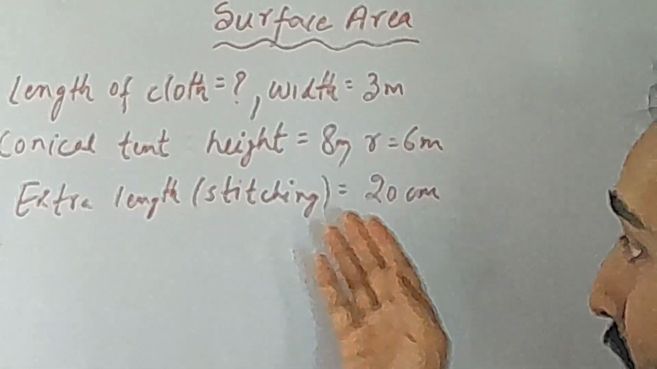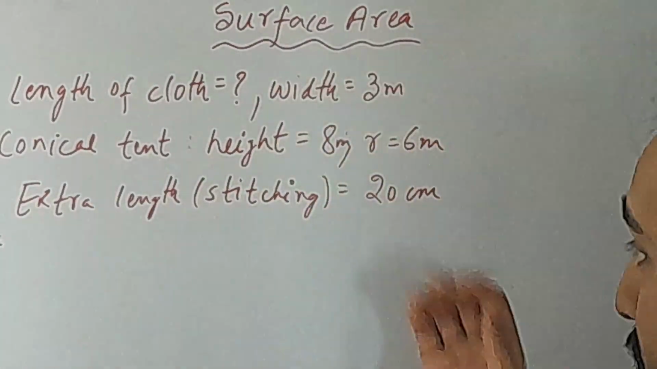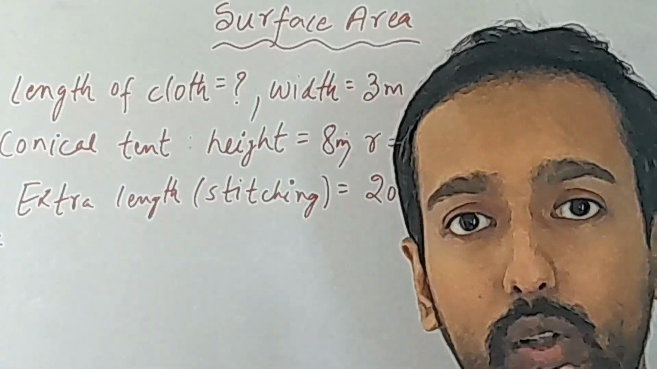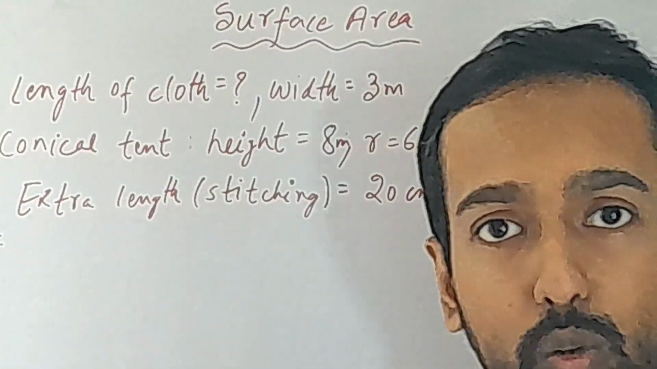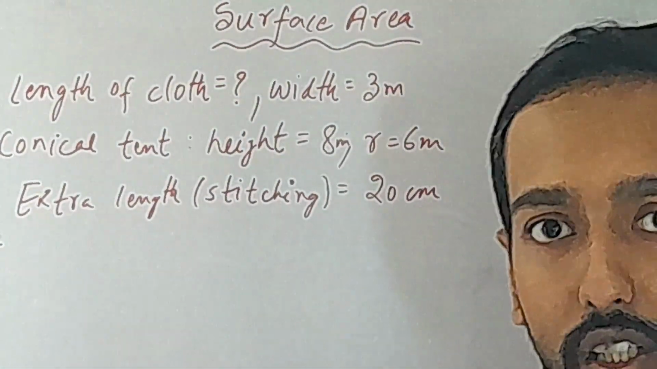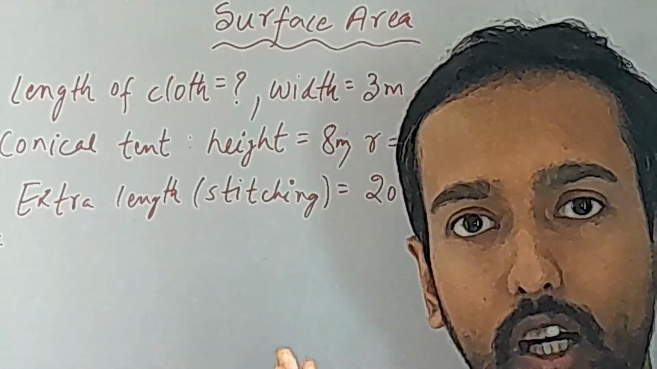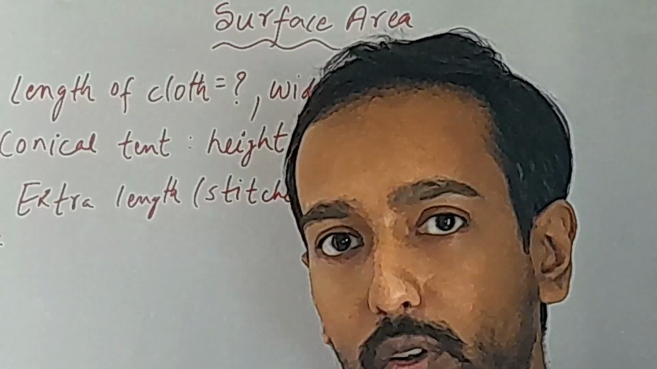And it is also given in the note that some extra cloth is needed for stitching purposes and that length is given as 20 centimeter. So how will you find the length of this cloth? Since the tent is of conical shape, it means that we have to first find the surface area of the cone, which is the shape of the conical tent.